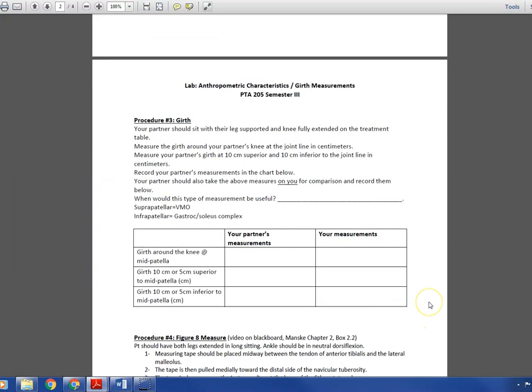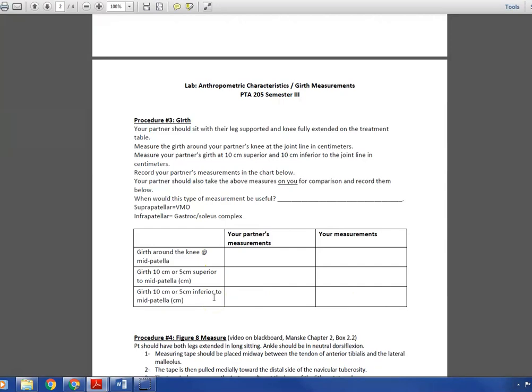Procedure number 3 that we're going to take is going to be a girth measurement. So there is a video included on Blackboard for this, so I encourage you to watch this video before lab this week. So you're going to have your partner sit with their legs fully supported and knees extended on a treatment table. You're going to measure the girth around your partner's knee, and there's several different locations that I want you to do this, and you're going to measure in centimeters.